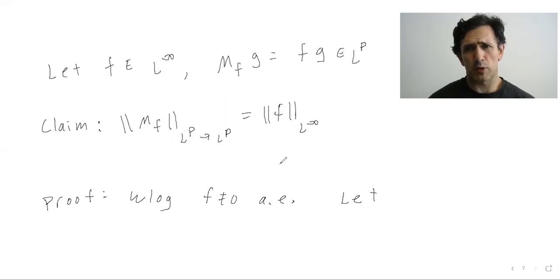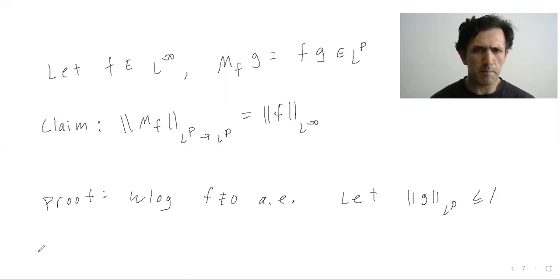If f equals 0 almost everywhere, then f times g is 0 almost everywhere. So this is literally just the zero operator, which takes everything and spits out 0. Not very interesting. The L infinity norm of 0 is 0, so this is trivially true if f is 0 almost everywhere. All right, so let's say g has L^p norm less than or equal to 1. Let's look at this and do something fairly trivial.